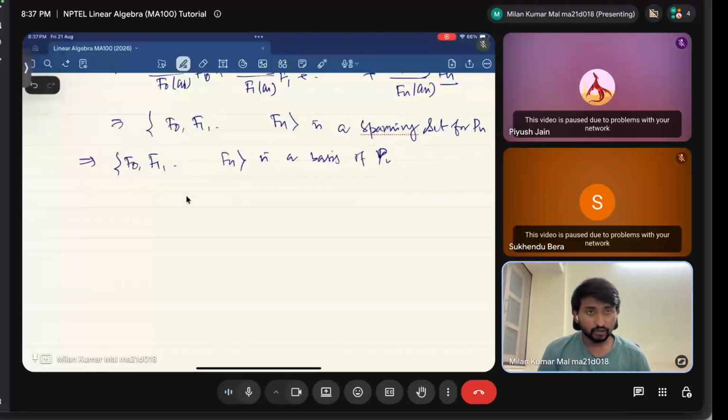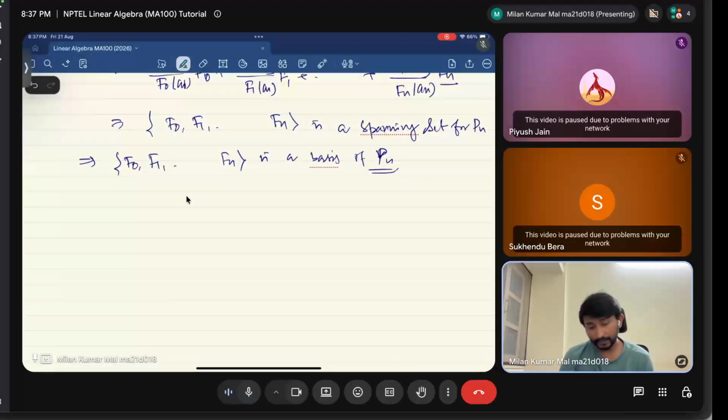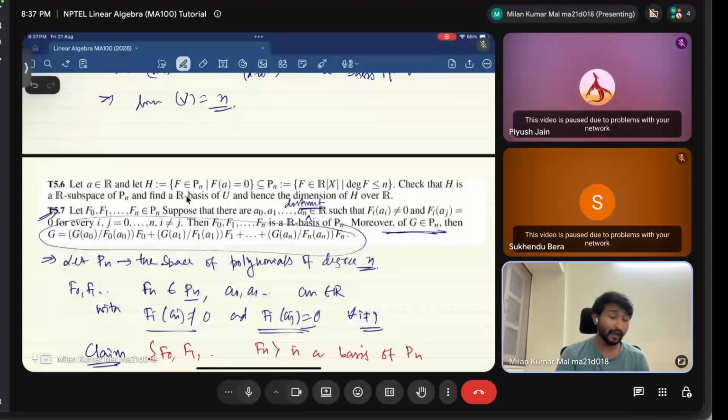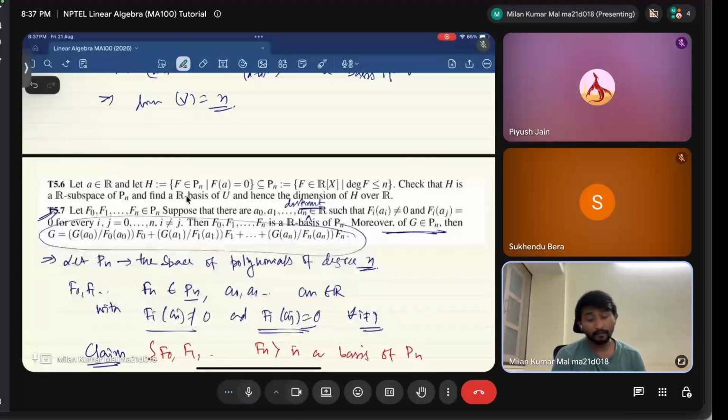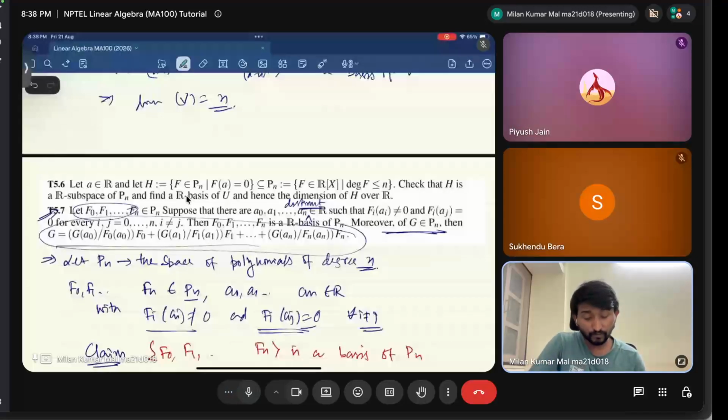So I hope this is clear. This is what we have proved here, that this f naught, f1, fn is something like this. The next problem is exactly prescribing the value of f naught, f1, fn, and if we keep this problem in mind, the next problem is very easy. So let's go to the next problem.